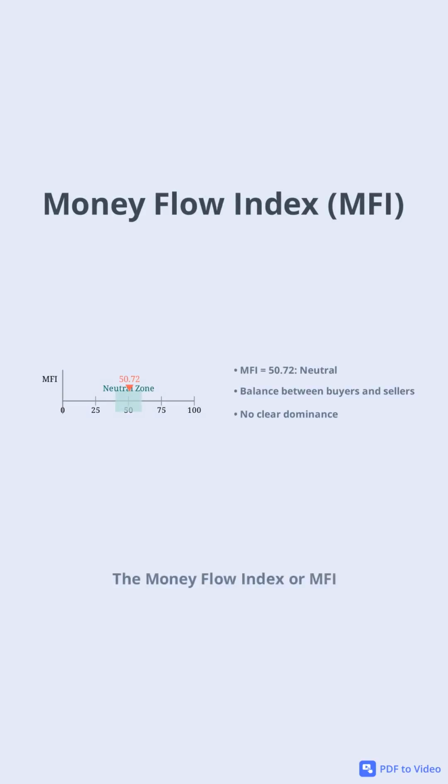The Money Flow Index, or MFI, combines price and volume to measure buying and selling pressure. PLUG's MFI is at 50.72, which is neutral. This suggests a balance between buyers and sellers with no clear dominance from either side at the moment.